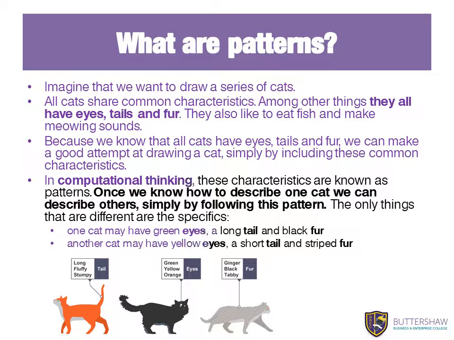In computational thinking, these characteristics are known as patterns. Once we know how to describe one cat, we can describe others simply by following this pattern. The only things that are different are the specifics. One cat may have green eyes, a long tail, and black fur. Another cat may have yellow eyes, a short tail and striped fur.